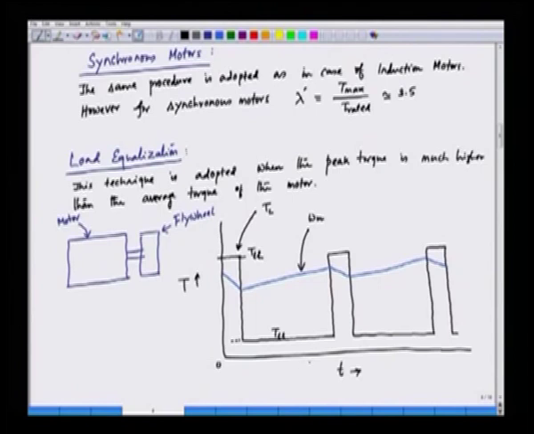the low load, and these loads are applied for various intervals. The high load is applied for TH. So, this is TH, the time for application of the high load torque, and TL is this duration, this is TL, the time for the application of the low load. So, we have a high load torque and we have a low load torque.